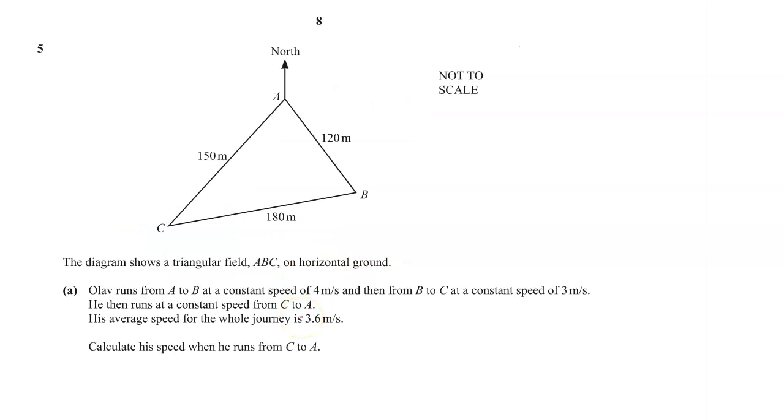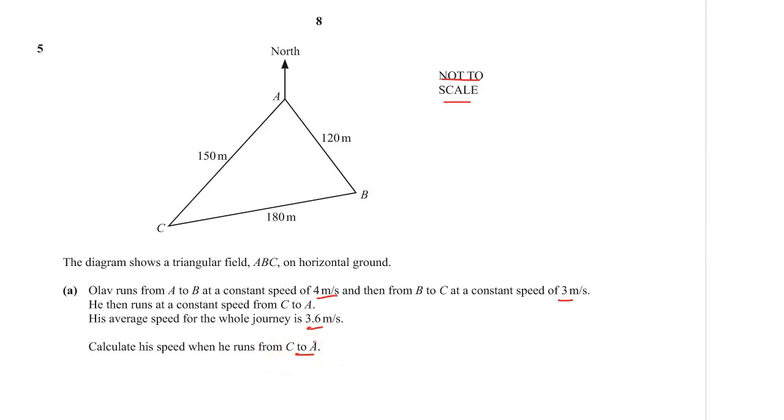Number 5. The diagram shows a triangular field ABC on horizontal ground. The lengths are given, of course not drawn to scale. Olav runs from A to B, 120 meters at a constant speed of 4 meters per second, and then from B to C, 180 meters, at a constant speed of 3 meters per second. He then runs at a constant speed from C to A. His average speed for the whole journey is 3.6 meters per second. Calculate his speed when he runs from C to A.